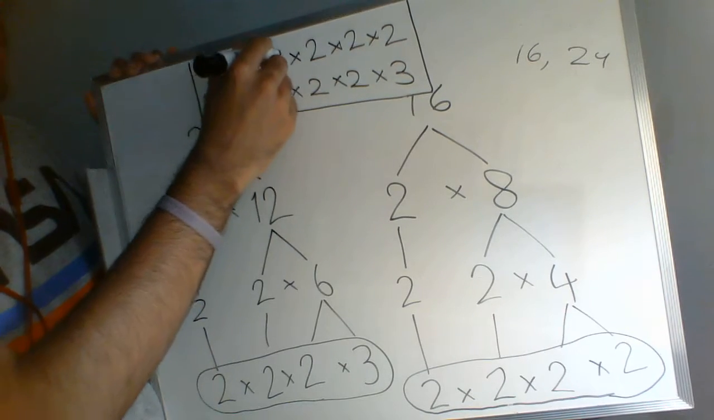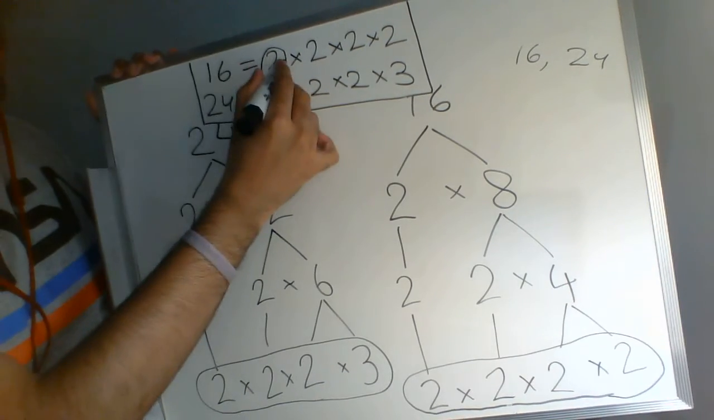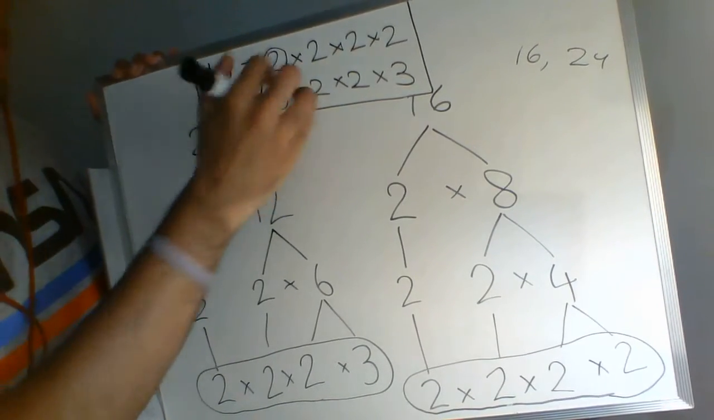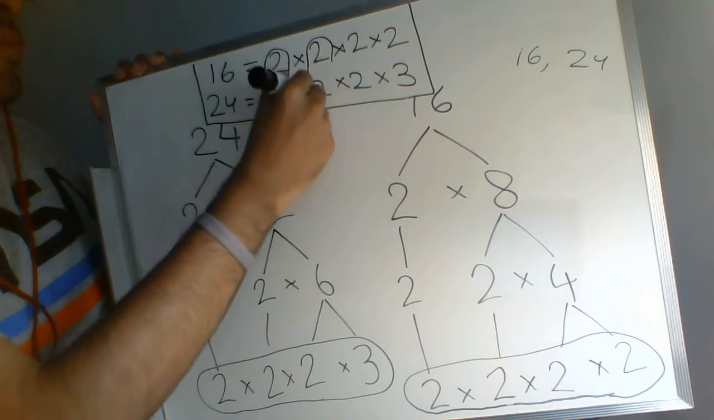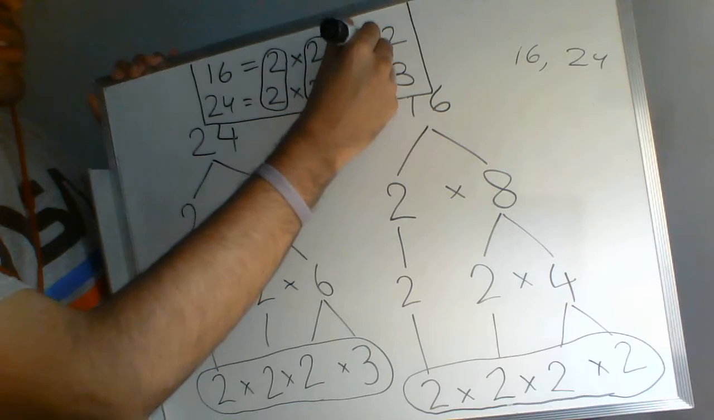So for instance, we've got this 2 for the 16 that matches up with that 2 for the 24. So we put a circle around them like that. Same thing here, this 2 matches up with that 2. So we put a circle like this. And this 2 matches up with this 2.